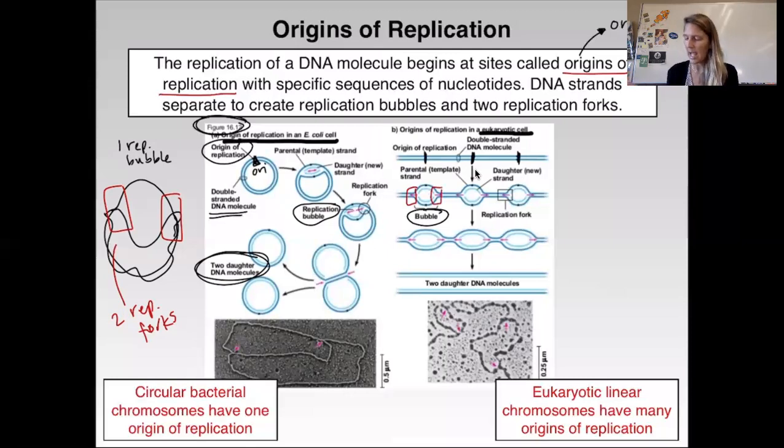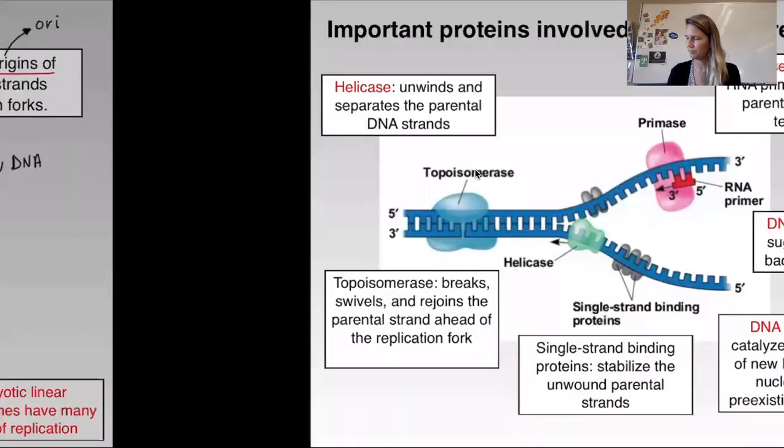Eventually, as you make that new DNA, the daughter DNA here in light blue is the new DNA created through complementary base pairing. Then eventually you get two daughter strands with identical pieces of DNA. So eukaryotic linear chromosomes have many origins of replication, bacteria only one.